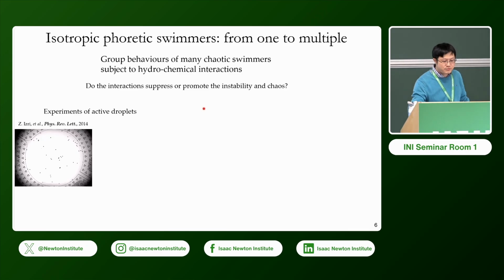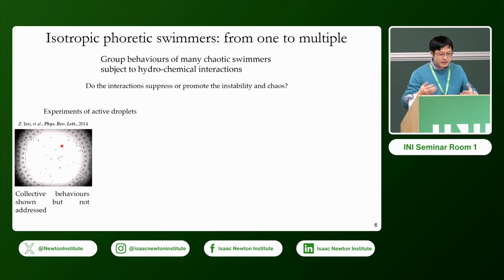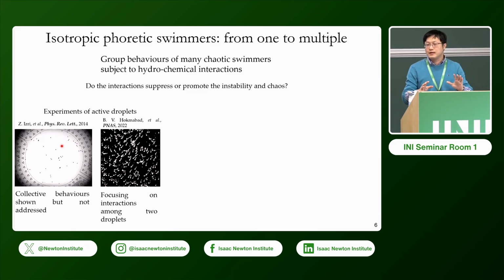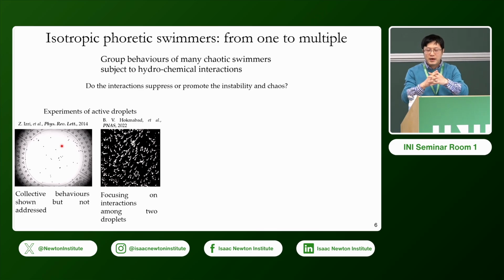So we have some experiments, as you can see, in which they mention this collective behavior but do not address it. And also in quite recent work, a group of Koreans tried to understand the interaction between a pair of two droplets. So they are focusing on the trajectories of the pairs.